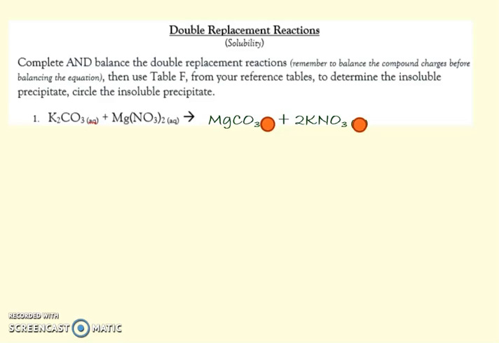Are they insoluble? Well, I can tell right from the beginning that any group 1 element with any compound, and then you also throw in the nitrate, those are going to be soluble. So that's not a precipitate there. The other one is magnesium carbonate. When we look on Table F, we see that the carbonates are going to be insoluble, and as it turns out, magnesium carbonate is an insoluble product. So this reaction will occur because magnesium carbonate does not dissolve in water. Therefore, this double replacement reaction will indeed occur.